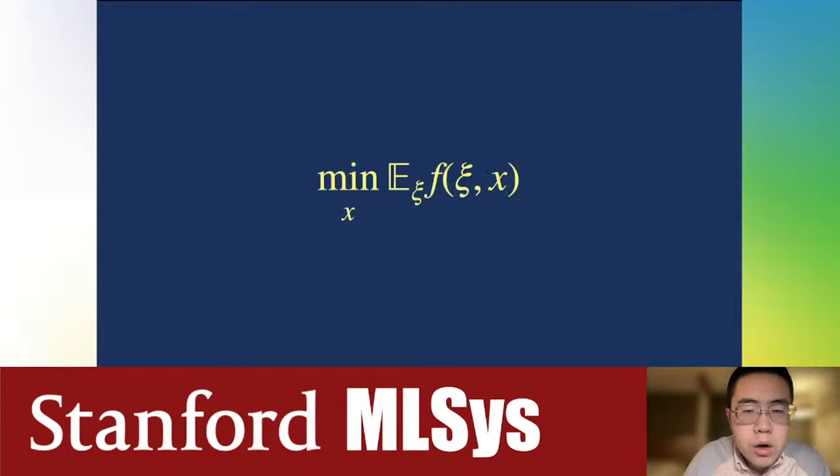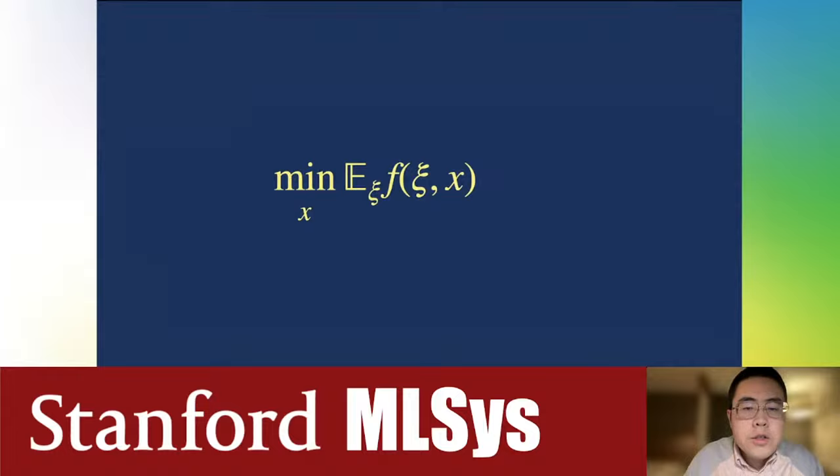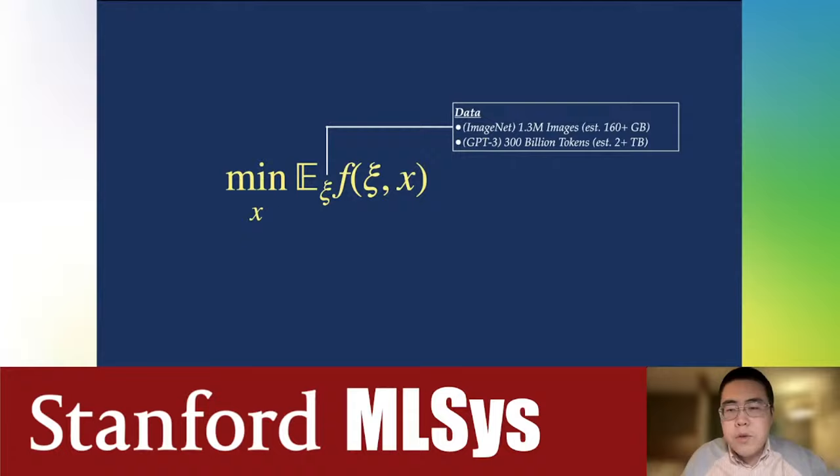On the algorithm side, the problem that we are trying to deal with looks very simple. Essentially, this is the optimization problem we are trying to solve. Here you are taking the expectation over your data set. If you are doing ImageNet, that's 1.3 million images. If you are doing GPT-3, that's 300 billion tokens. It could be pretty big. So the management of data is non-trivial, but mathematically it is what it is.